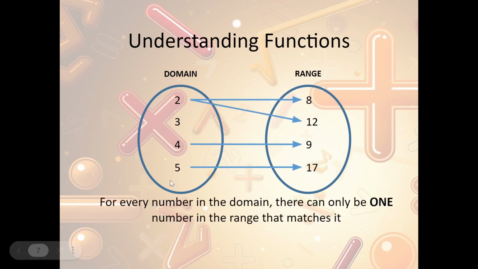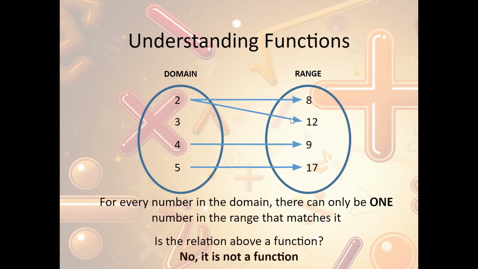Let's look at another example. We have a domain here, and notice now the question is, is this a function? We have the domain here and the range here, and notice 2 is mapped to both 8 and 12. So therefore, this is not a function because 2 is mapped to two different places. Remember, for every x, this is our x, for every x, there can be only one y that goes with it. 4 and 5 are okay. 3 is actually okay even though it's not mapped to anything. The issue is 2.